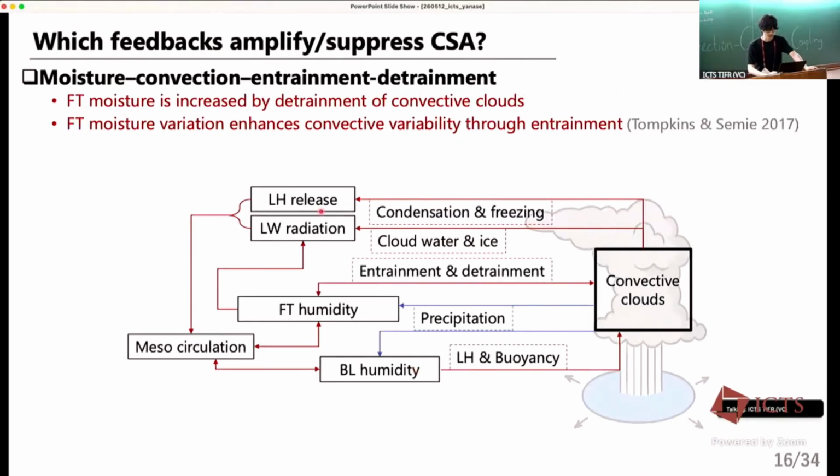The other aspect is also important. The free tropospheric humidity is related to convective clouds through entrainment and detrainment. Free tropospheric moisture is increased by detrainment of deep convective clouds. And the free tropospheric moisture variation enhances convective variability through entrainment, because a drier free troposphere suppresses deep convective clouds by diluting the updraft parcel, and in moist regions this dilution is mitigated. So it plays a role in positive feedback.